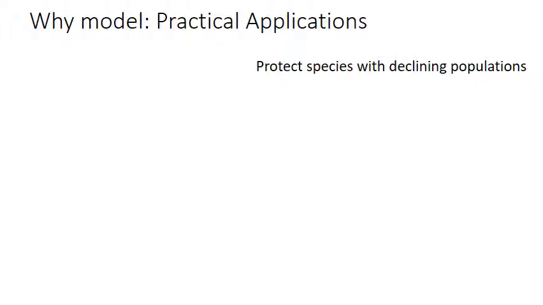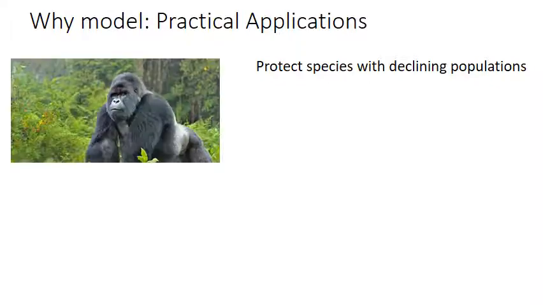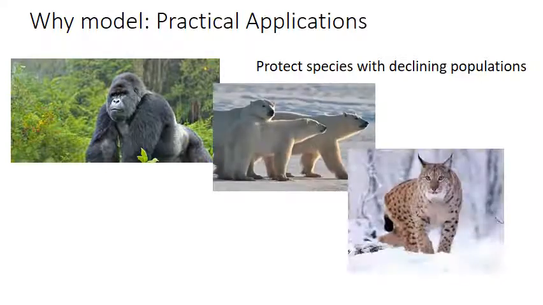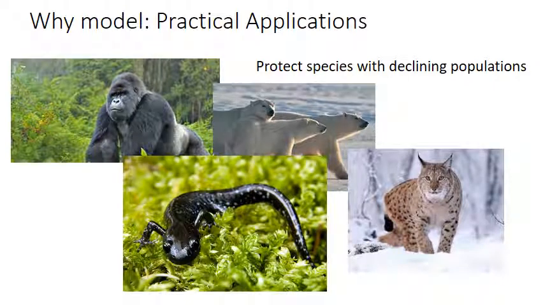Another practical application is to estimate changes in the population of threatened species, species that we're particularly interested in from a conservation standpoint. Species like mountain gorillas, polar bears, Canadian lynx, or salamanders, to choose some very famous and charismatic examples. We're obviously interested in tracking the populations of these animals so that we can understand how effective our conservation efforts are being.